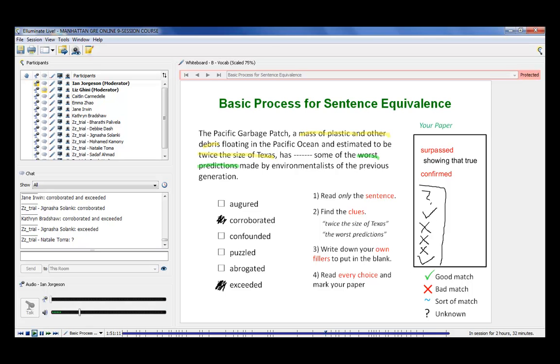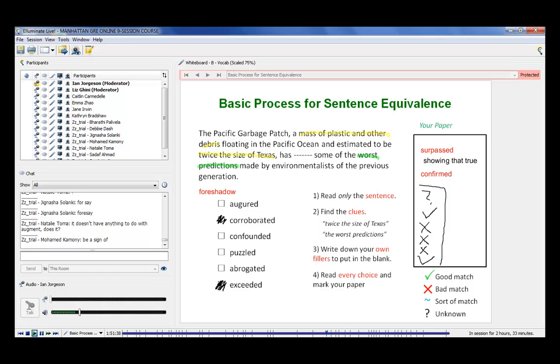So the word augur means to foreshadow or to predict something, right? So the environmentalists augured bad predictions, right? Yeah. So augured actually has to do with what the environmentalists said. It doesn't have anything to do with what the actual garbage patch did.